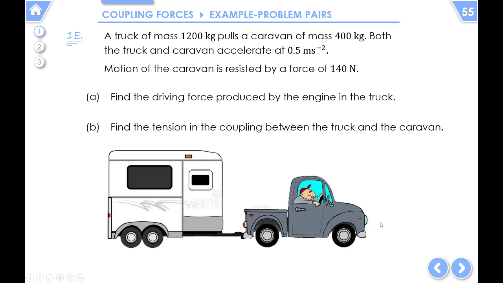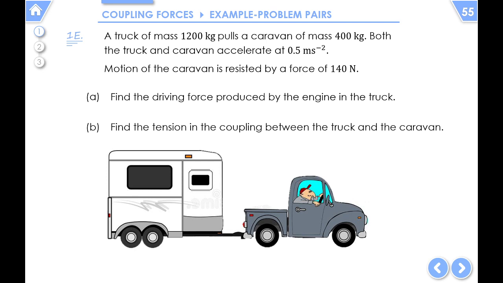So in this example we've got a truck with a mass 1200 kilograms and it's pulling along a caravan of mass 400 kilograms, and because it's attached by a rigid tow bar, they're both moving at the same velocity and consequently the same acceleration of 0.5 meters per second squared. And motion of the caravan, we're saying, is resisted by a force of 140 newtons. Perhaps that's some kind of air resistance or a combination of factors. And we've got to do two things. We've got to find the driving force produced by the engine in the truck, and we've got to find the tension in the coupling between the truck and the caravan.